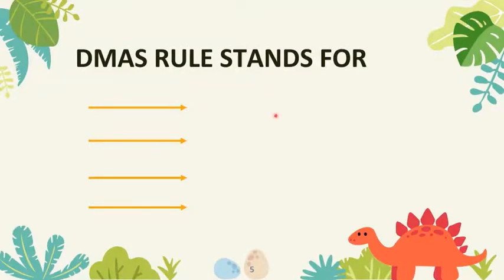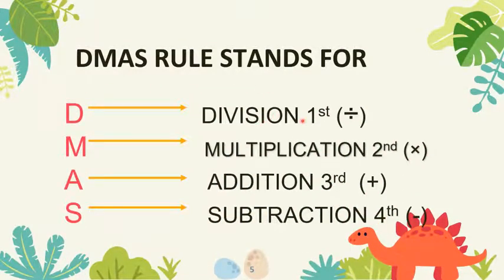DMAS stands for D for division. First of all you will do the division, then M for multiplication, we will do the multiplication in second place, then the addition, and at the end we will do the subtraction. So now this is the rule.